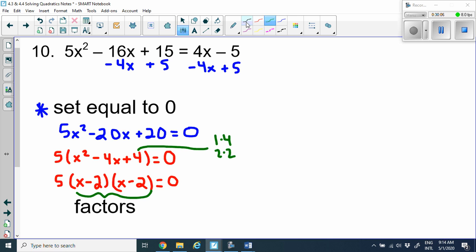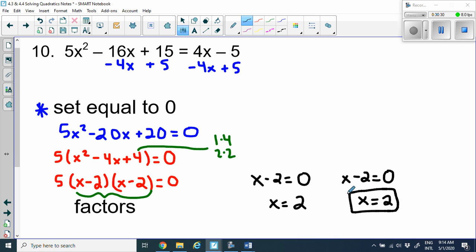So we have, and I'm going to put it over here, x minus 2 equal to 0 and x minus 2 equal to 0. And notice that they are the same factors, so that means our solutions are going to be the same. So I get x equals 2 and x equals 2. So those are our solutions. Our roots or zeros: x equals 2, x equals 2.